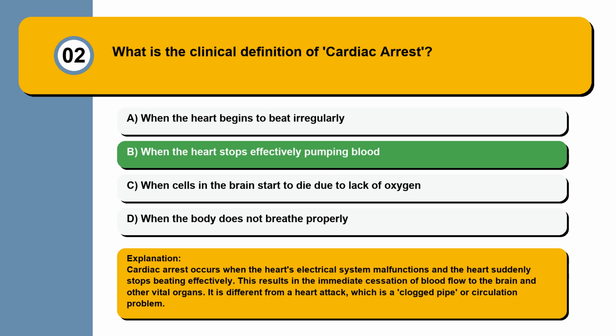Cardiac arrest occurs when the heart's electrical system malfunctions and the heart suddenly stops beating effectively. This results in the immediate cessation of blood flow to the brain and other vital organs. It is different from a heart attack, which is a clogged pipe or circulation problem.